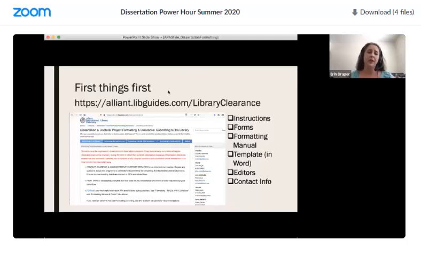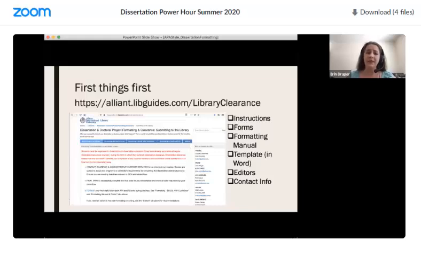So I want you to know about this because it is a place that is going to have a lot of information that you're going to want, particularly after you defend and you get ready for those final steps of clearance, submitting to the library. It has instructions on that part, the forms that you're going to want to submit, and then before we even get to that point, things like our formatting manual, a template in Word that you can actually use to just put all of your wonderful content in directly.